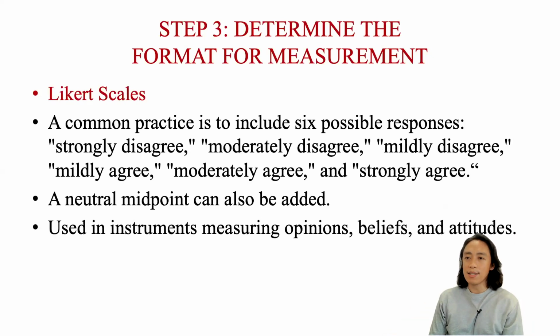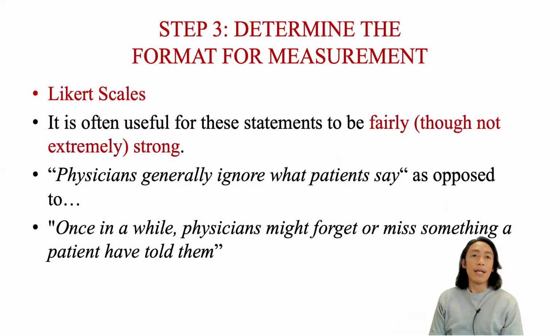A common practice is to include 6 possible responses ranging from strongly disagree, moderately disagree, mildly disagree, mildly agree, moderately agree, and strongly agree. If you want, you can also add a midpoint, making it 7 response options instead of 6. Likert scales are typically used in instruments that measure opinions, beliefs, and attitudes. It is often useful for these statements to be fairly strong, but not extremely strong.